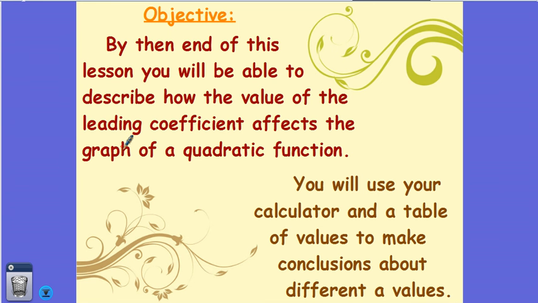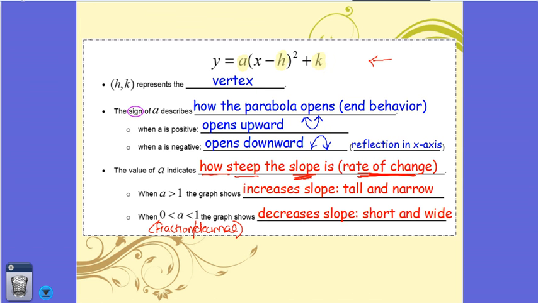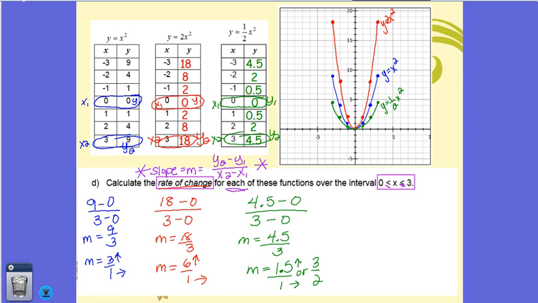We now know how the leading coefficient affects the graph of a quadratic function, and we can see that just by testing values in our calculator and graphing them, we can draw some conclusions based on what we see on our graph, or if we specifically calculate rates of change.